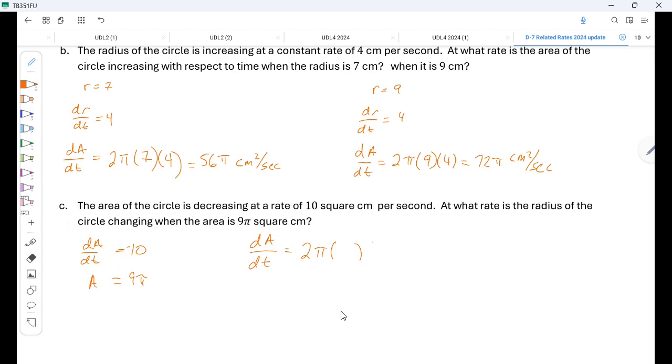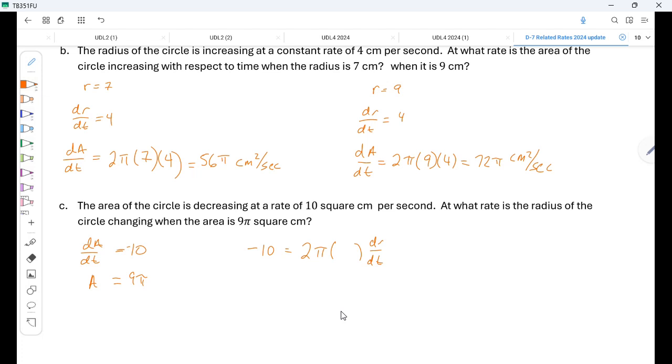Actually, I should have dr dt here, and I should have plugged negative 10 in for dA dt, right? I was thinking of the other issue. We don't have r. How do we get r? Yeah, use the area formula. This goes back to implicit differentiation, when if I knew x but I didn't know y, I had to go back to the original curve. If you don't have the right variable, go back to the original function.